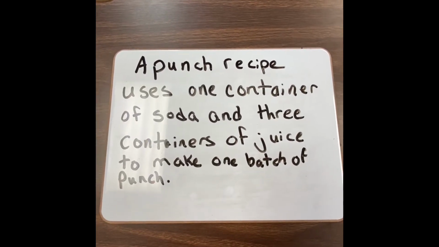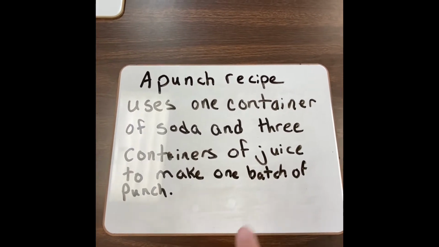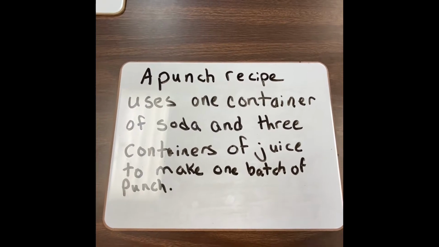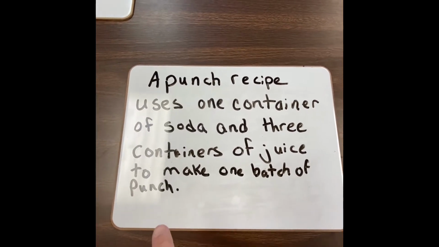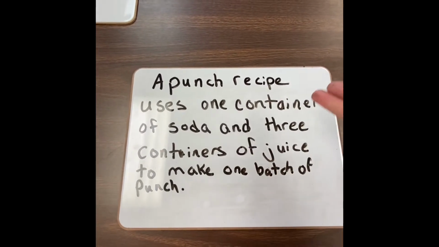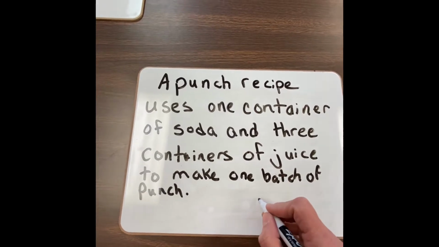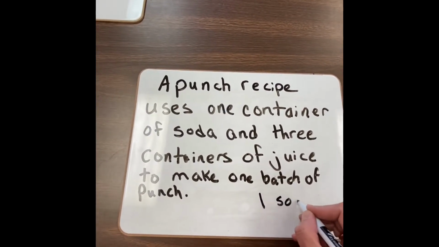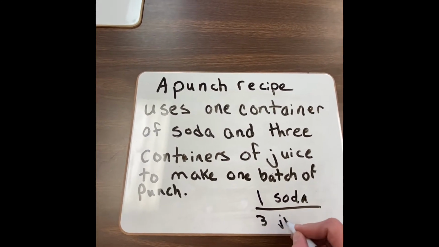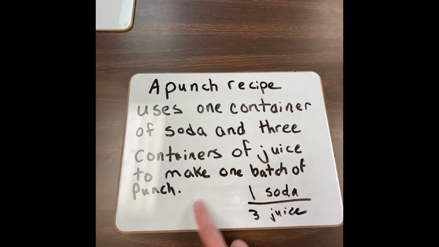Today we are going to talk about equivalent ratios. Let's look at this problem. A punch recipe uses 1 container of soda and 3 containers of juice to make 1 batch of punch. So right now, to make 1 batch of punch, it would be 1 container of soda, and it would be 3 of juice. That's how much it would take to make 1 batch of punch.